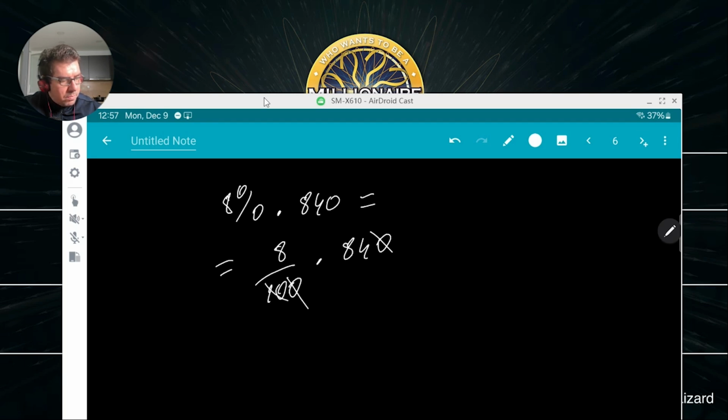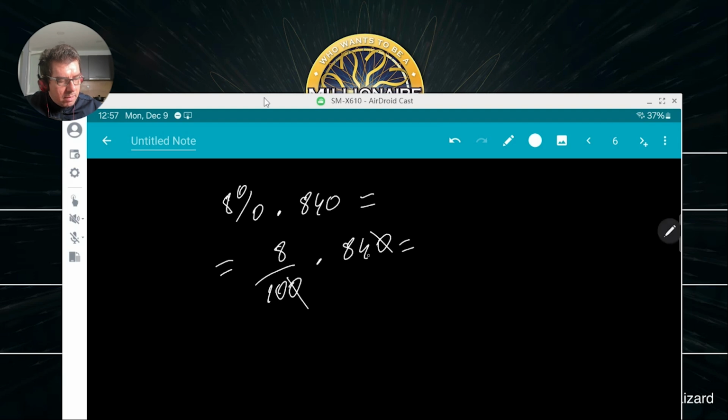Actually, you know what? Let me take that back. We don't need to reduce the 10 because it's easy to divide by 10. So let's just multiply 8 times 84 over 10, okay? And then we'll simply move the comma by one position to the left because we're dividing by 10.